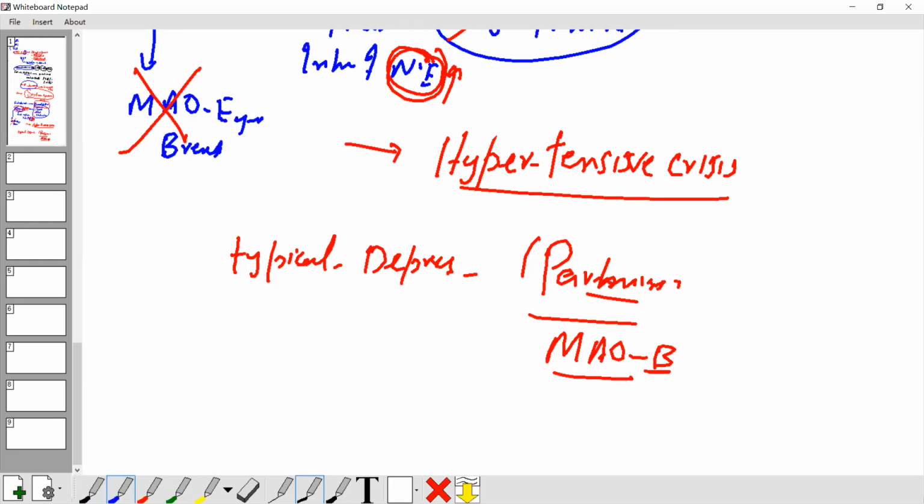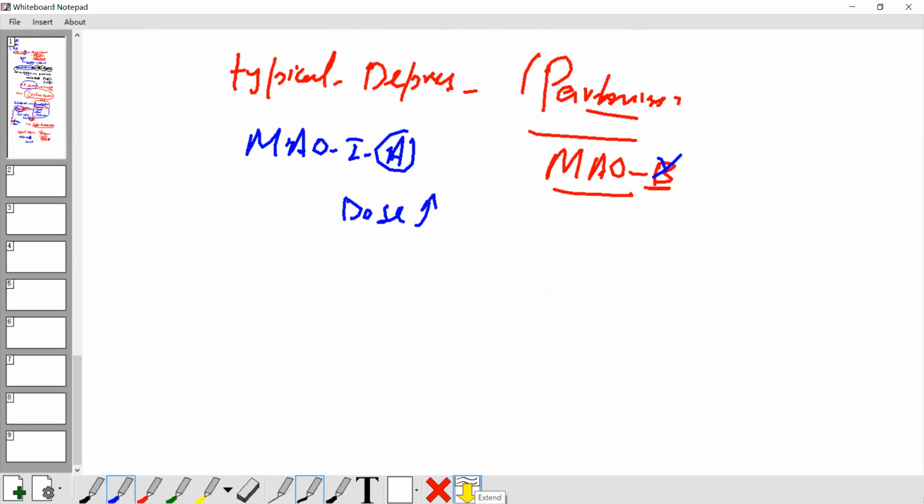If you want to use an A inhibitor, monoamine oxidase enzyme A inhibitor, then you give a higher dose. In high dose, they can also block B. So that is all about monoamine oxidase inhibitors. Monoamine oxidase inhibitors are used as single therapy.